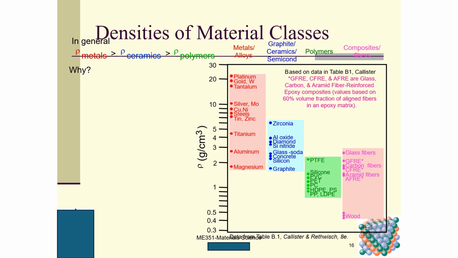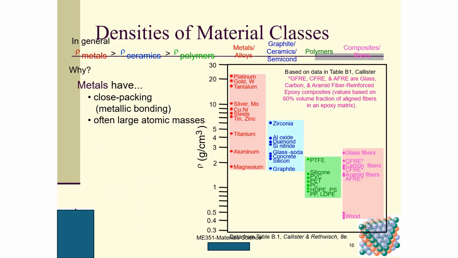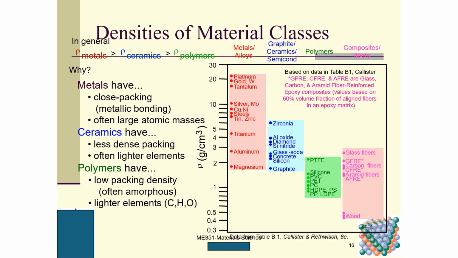The density of materials class. In general, the density of metals is higher than the density of ceramics, and ceramics have higher density than polymers. Why? Because metals have close packing, metallic bonding, and often large atomic mass. The ceramics have less dense packing, often lighter elements. The polymers have low packing density, often amorphous, and light elements, for example carbon, hydrogen, and oxygen.